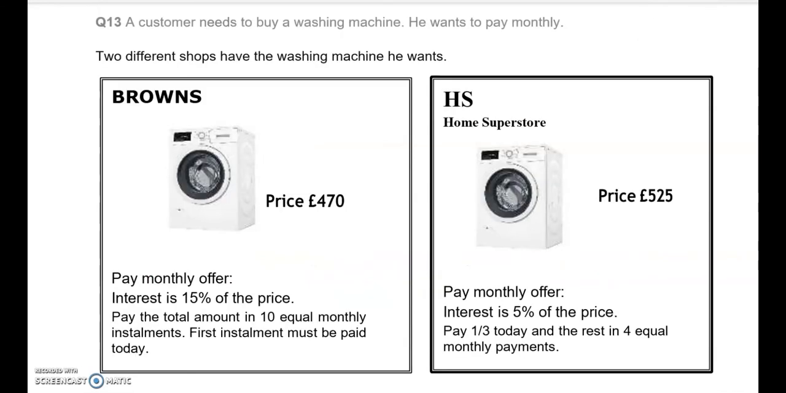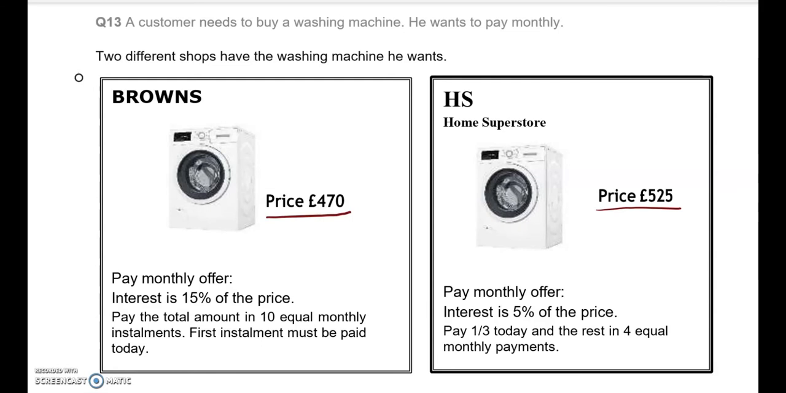In question number 13, we've got a customer who wants to buy a washing machine. He wants to pay monthly. Two different shops have the washing machine he wants. We've got Browns, where the price is £470, and HS, where the price is £525. We've got a pay monthly offer, which is interest is 15% of the price.